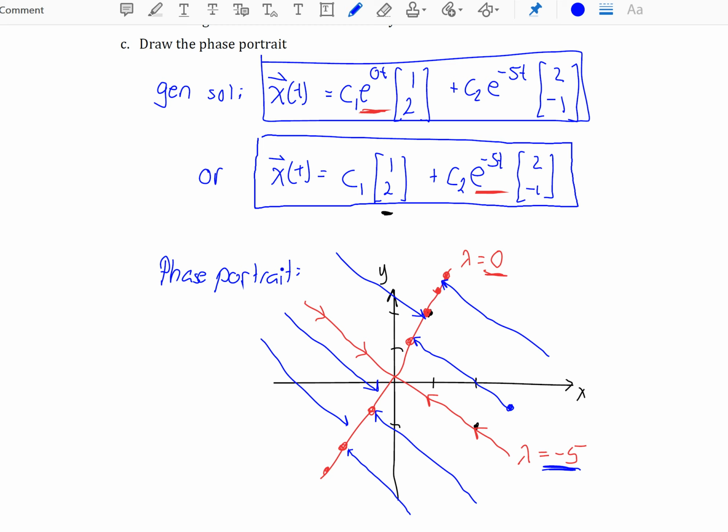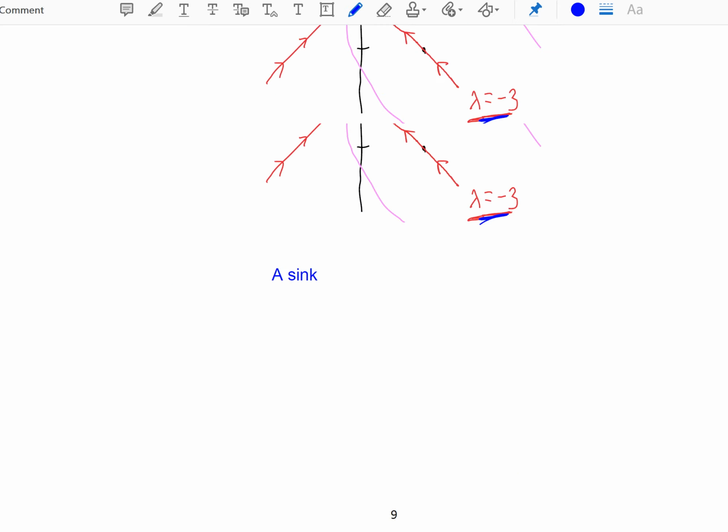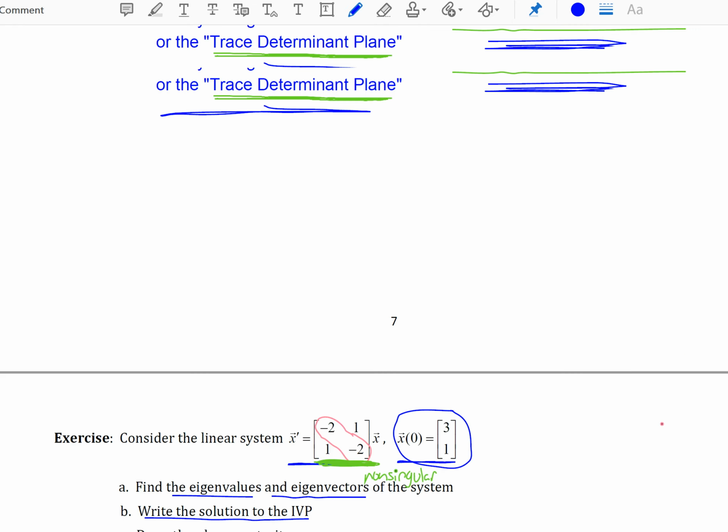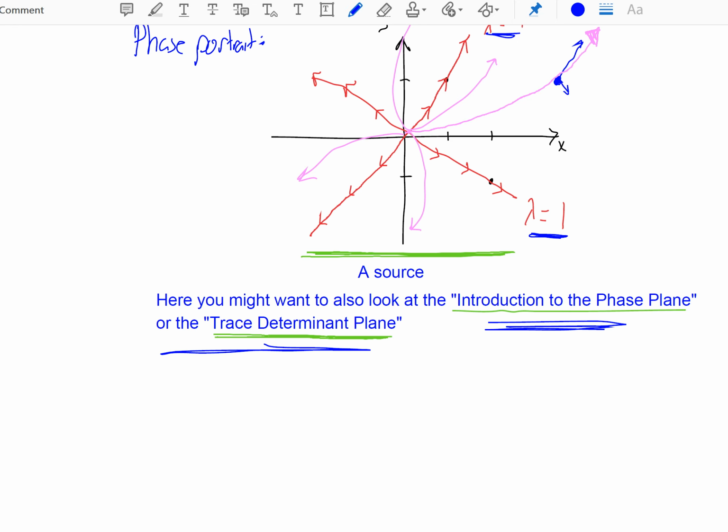Okay. I hope this is helpful and it gives you a good look at the different phase portraits you might expect to see. But again, if you haven't done so, I really think that you should go and look back at the other two supplements that I've created, the Introduction to the Phase Plane and your Trace Determinant Plane in our Canvas course. This will give you a good look at what other outcomes you might expect to see.